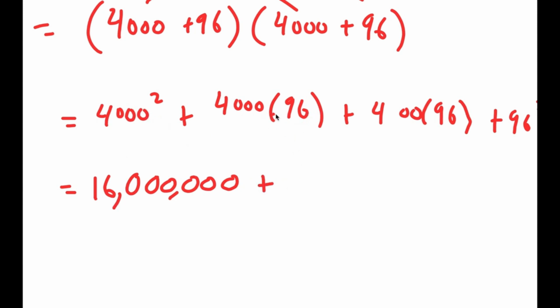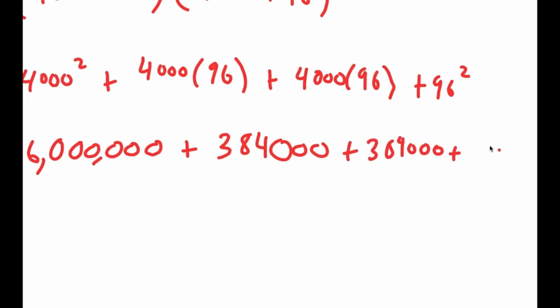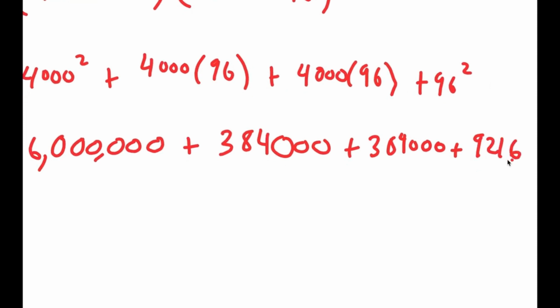Plus 4,000 times 96. Well, 4 times 96 is 384. So then all we have to do is add 3 zeros to that. So I get 384,000. And then, plus, again, 4,000 times 96, which is 384,000. Plus 96 squared, which is 9,216.